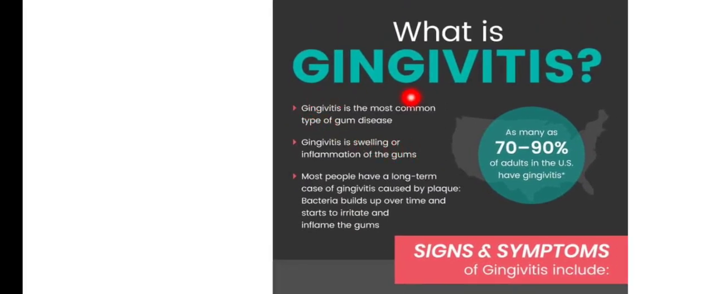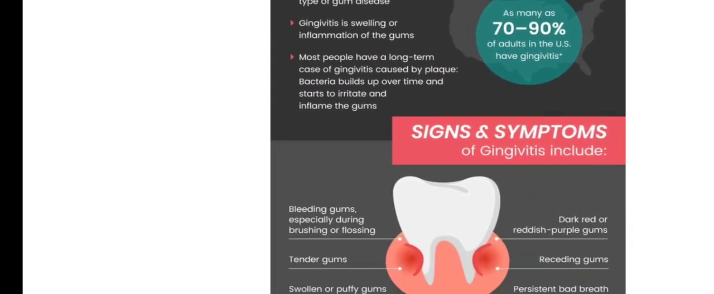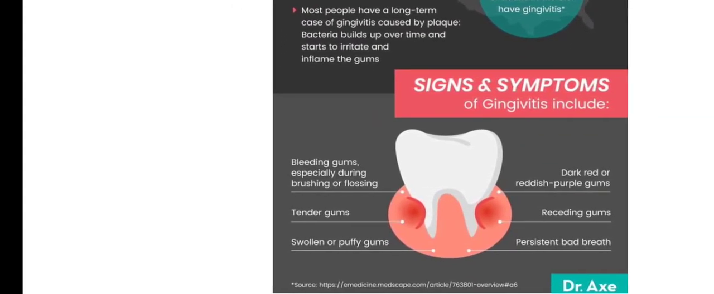It's the most common type of gum disease, in which swelling in the gums takes place. Most people have a long term case of gingivitis caused by plaque. Bacteria build up over time and start to irritate and inflame the gums. It's definitely a bacterial infection, so bacteria are going to develop and reside here, and also cause too much irritation and redness. So a person will not feel well at any cost.